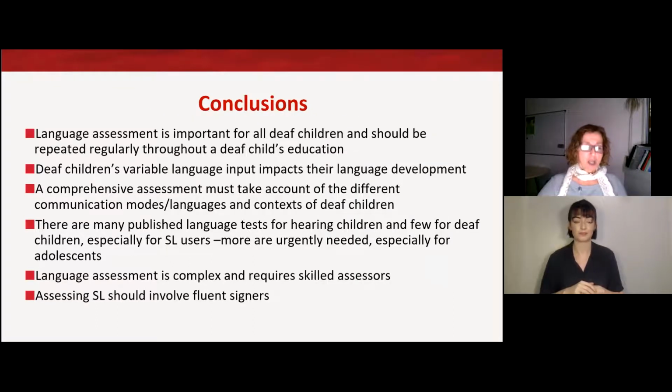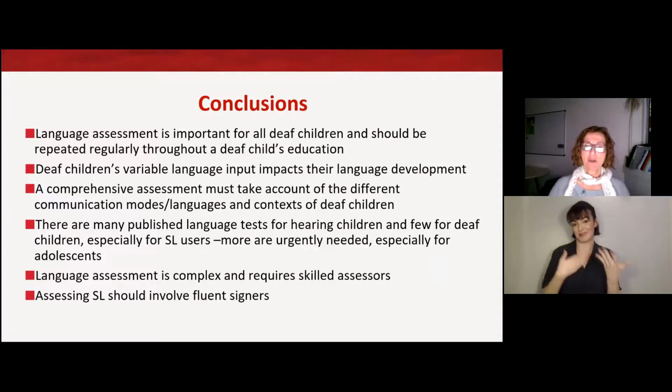So coming to a conclusion here, I hope I've made the case that I think language assessment is very important for all deaf children and should be repeated regularly. So just because we see that a child is doing quite well at a certain stage in their development doesn't mean that they will stay at that stage.